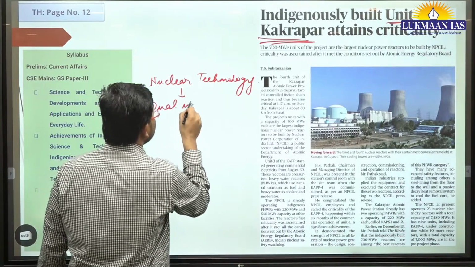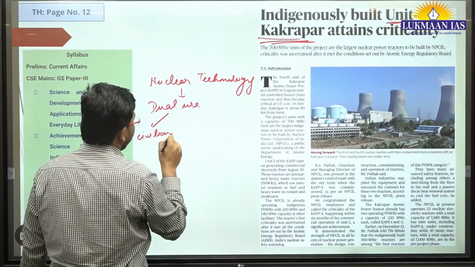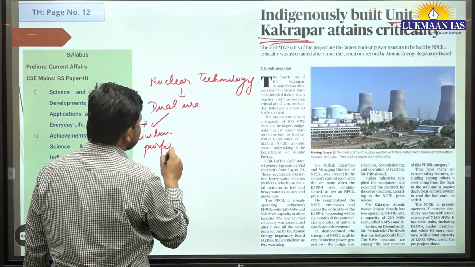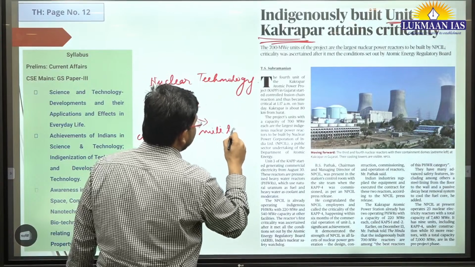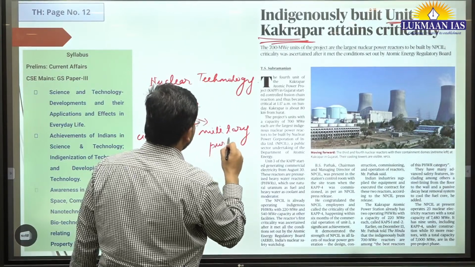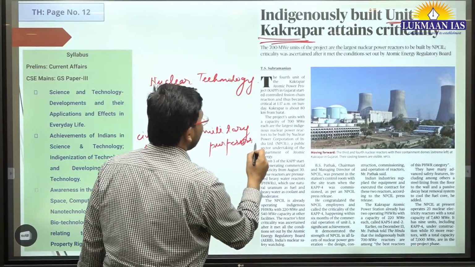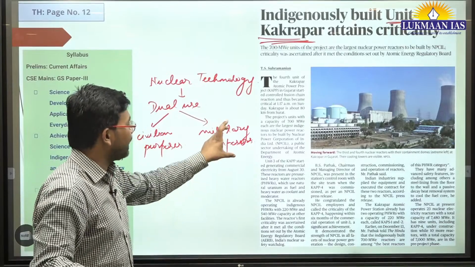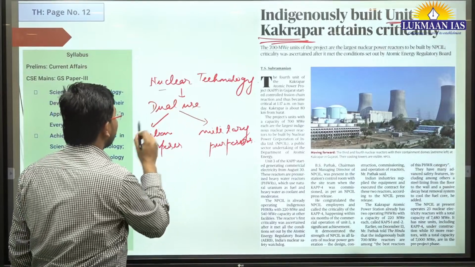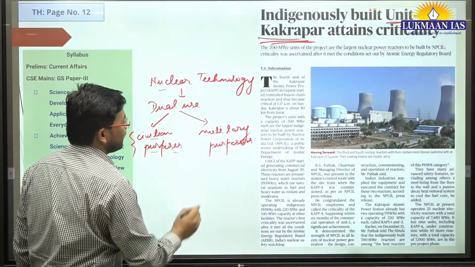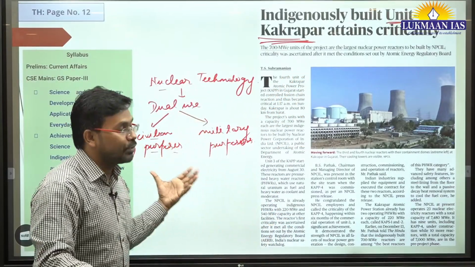Why is it known as dual use technology? Because it can be used for civilian purposes, and at the same time it can be used for military purposes. Military purposes means if you enrich nuclear technology, you will be able to create nuclear weapons. That will be to attain a military objective. And if you are using nuclear technology for power generation, that is for civilian purposes. And this particular thing showcases the civilian usage of nuclear technology.